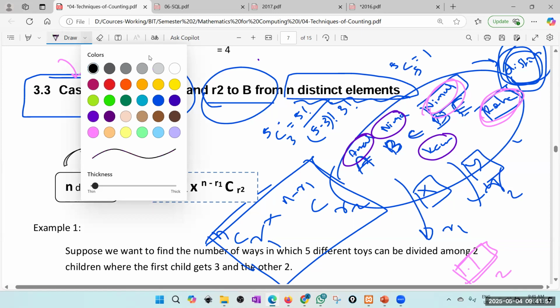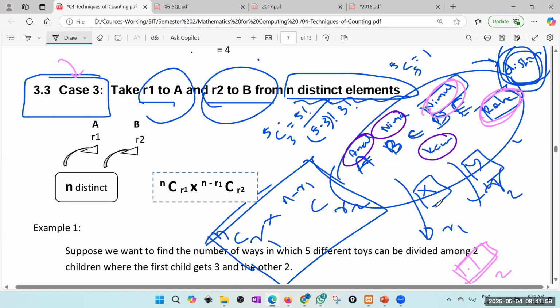Is it clear? So now what is the answer? How many ways can you pick a committee of 2? Each committee must have 1 male, 1 female. Originally we have 5 members. So therefore, n is the total number of elements. We have 5. So therefore, 5C.